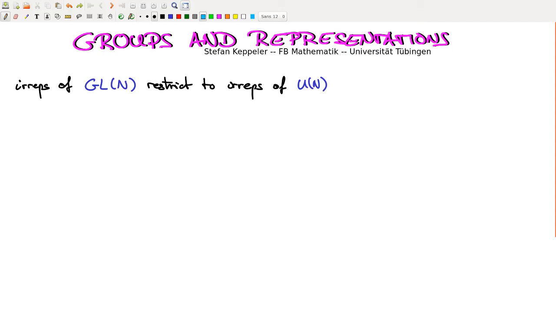If we have a representation of GLN, then that's also a representation of UN, because UN is a subgroup of GLN. So when we say GLN, we really mean GLN(C) here, complex invertible n by n matrices here. Now, if this GLN representation is an irrep, we ask whether the UN representation is also irreducible. And the answer is yes.